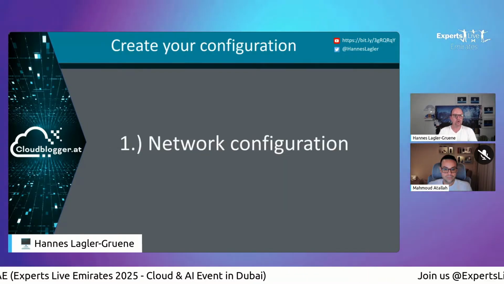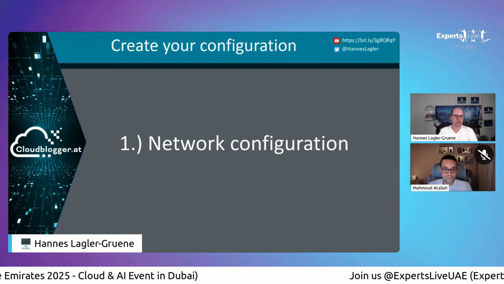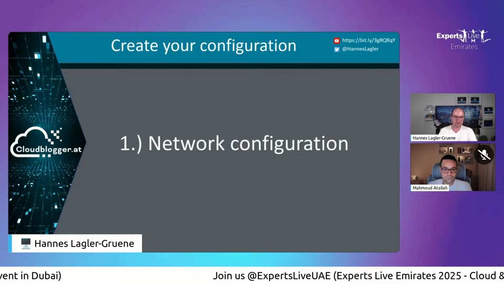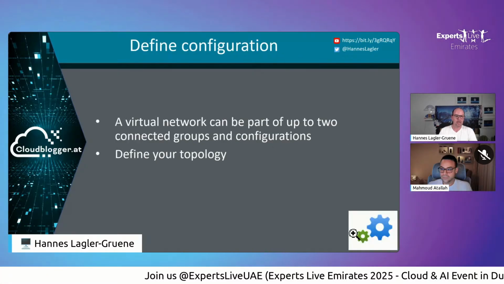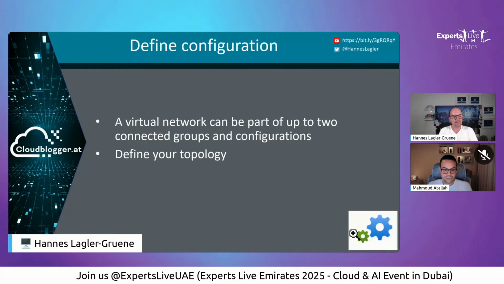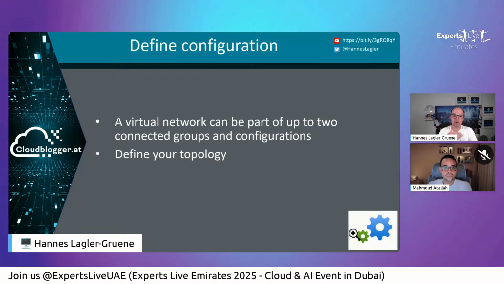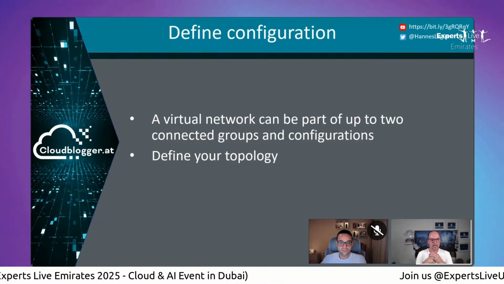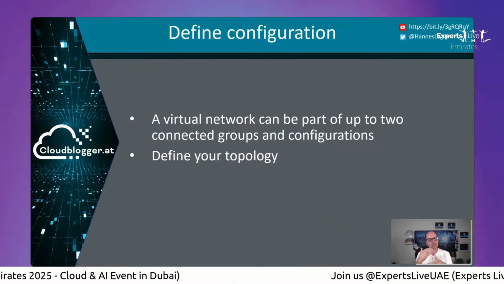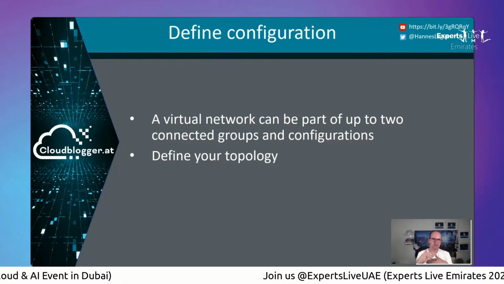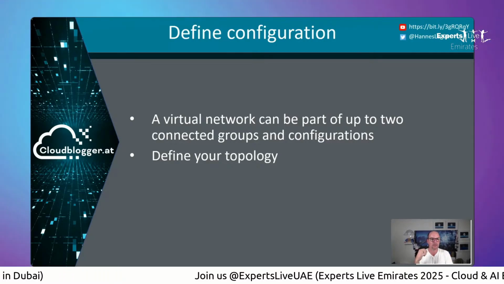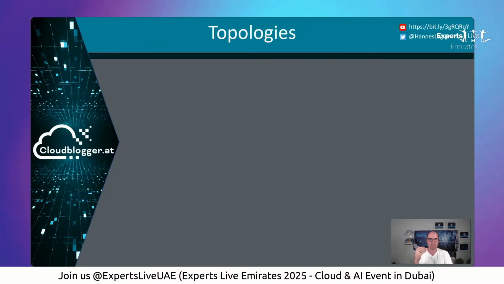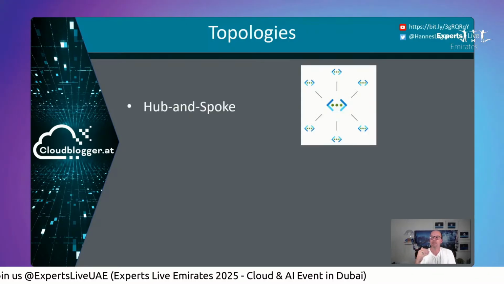So let's go to the network configuration. From the configuration perspective, you can define your network configuration. A virtual network configuration can have different network groups, so you can have up to 2 network groups connected to your configuration. And you can define your topology. There are different topologies available when you're defining your network configuration. The first one and the most common one is the hub and spoke architecture.